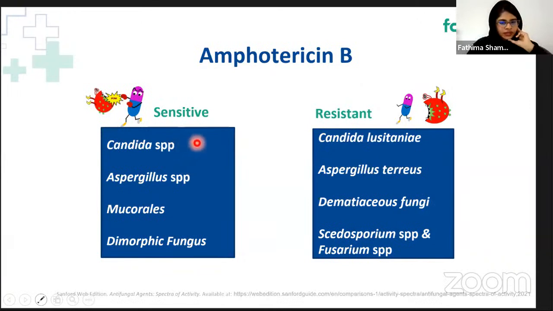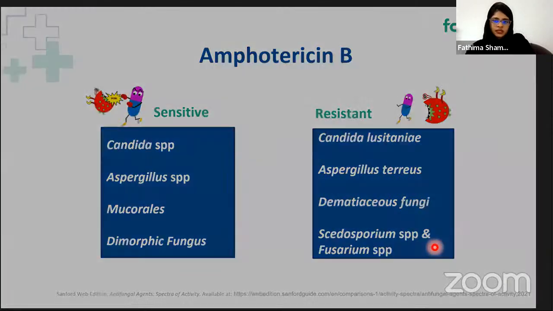They are sensitive to Candida species except Candida lusitaniae, which has higher MIC values. They are sensitive to Aspergillus species except Aspergillus terreus. They have activity towards Mucorales, but are resistant towards dematiaceous fungi. They are sensitive towards dimorphic fungi, and resistant to Pseudallescheria species and Fusarium species.